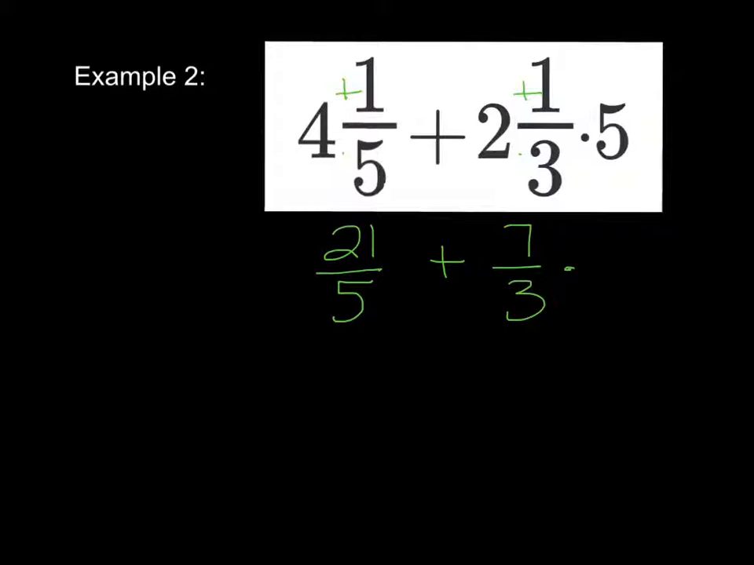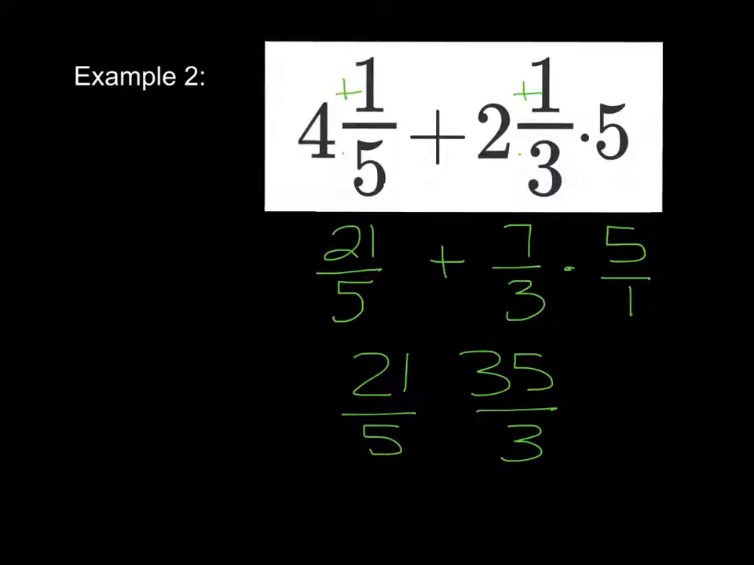I'm going to put the 5 over 1 so that when it comes time to multiply them, I have a fraction times a fraction. So looking at my order of operations, I have addition and I have multiplication. I know that multiplication comes before addition. So I will multiply 7/3 times 5 over 1. Now I have 35 over 3.